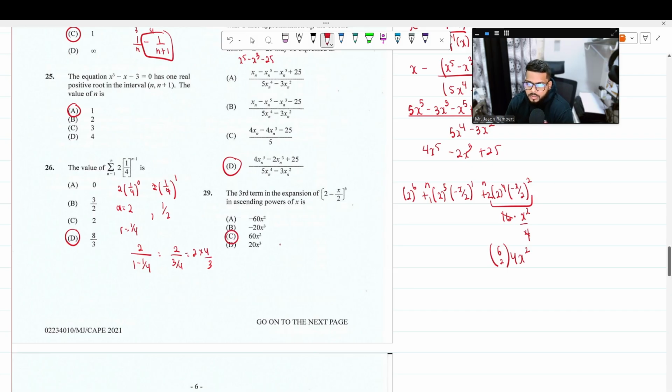Right, another way we could have narrowed it down: we know that the third term is going to be an x squared term, so it's either this or this. And based on my calculations here, I know I have to multiply it by NC something, and NC something is always going to give me a positive number. So I know that my coefficient is going to be positive, so it has to be C by process of elimination.